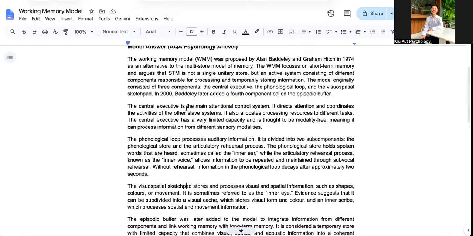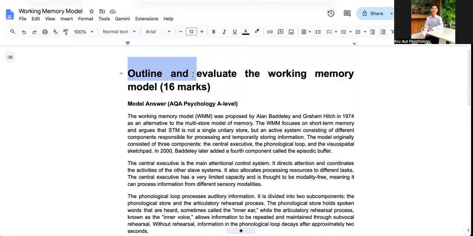I don't think there is anything else, because the question is evaluate the working memory model. It's not evaluate research into the working memory model. So if you want to use evidence like the key studies, like Baddeley and Hitch, in AO1, you can do that, but you would ideally use that more in AO3 for this question. But in questions like evaluate research into the working memory model, you would ideally put that in AO1. So read the question carefully always.